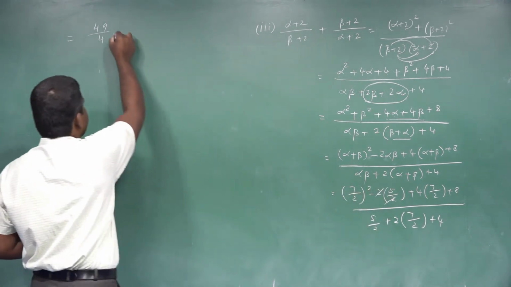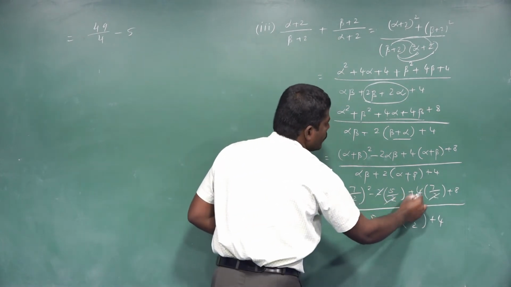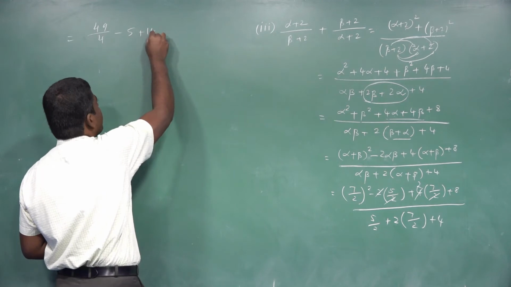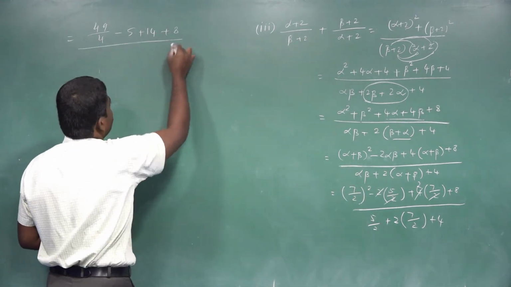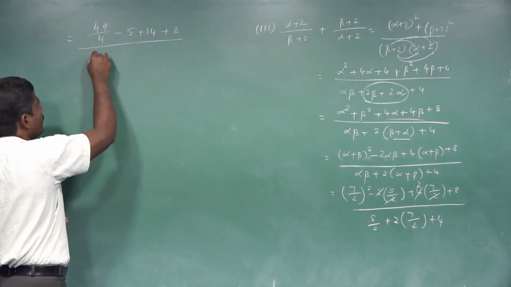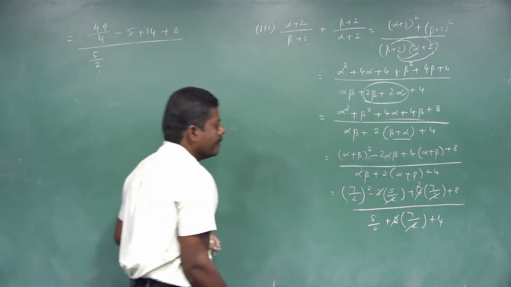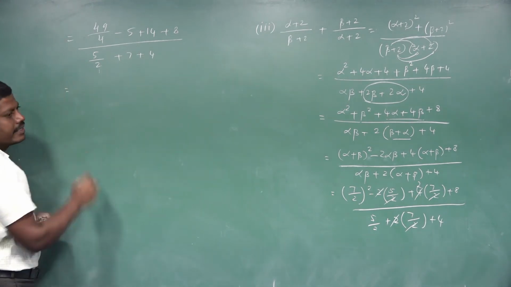Minus 5. 1 2s are 2, 2 2s are 4. 2 7s are 14, plus 14, plus 8, divided by the denominator 5 divided by 2. This 2 gets cancelled. Plus 7 plus 4. Understand?